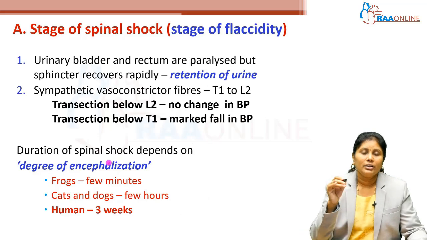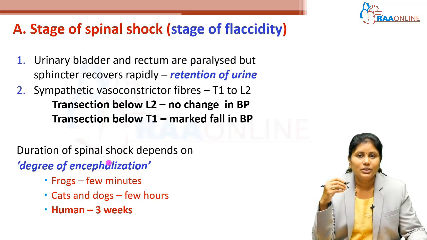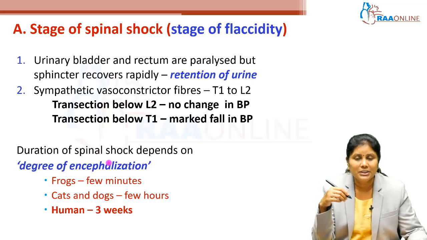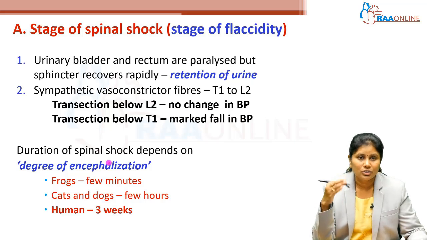Two other important features are the urinary bladder and the rectum. These are smooth muscles controlled by the autonomic nerve fibers, sympathetic and parasympathetic, especially the sympathetic nerve fibers. They are also paralyzed, and after some time, the sphincter activity alone recovers rapidly. So there occurs retention of urine. Urine gets filled and retained, but they will not be able to evacuate the urine voluntarily.